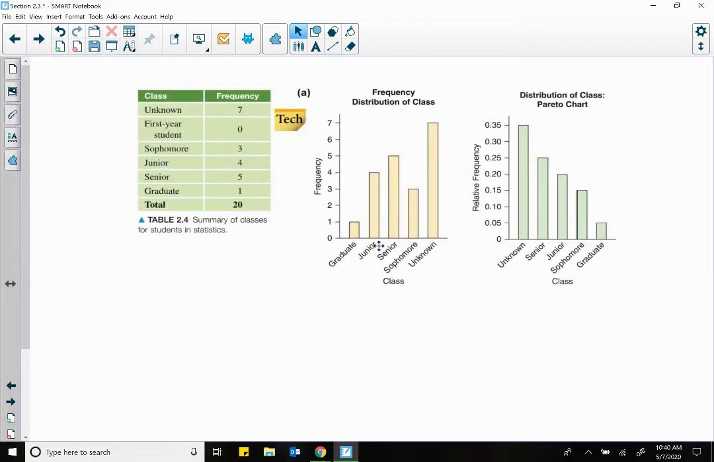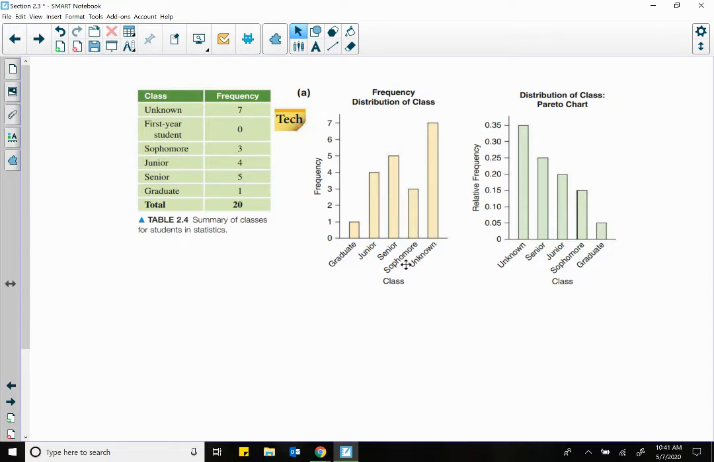So right here, this is a regular bar graph. This is a Pareto bar graph because you can see it's from the most frequent on down. Okay, and this one, again, they put graduate, junior, senior, sophomore, unknown. They could have rearranged these any way they wanted. Okay, they could have had them in this format: unknown, first year student, sophomore, junior, senior, graduate. They could have put them in that order.